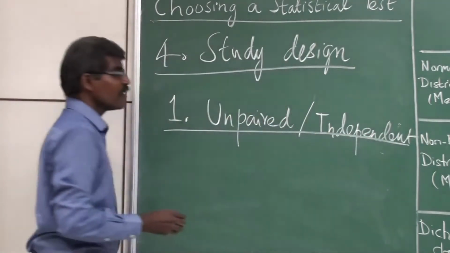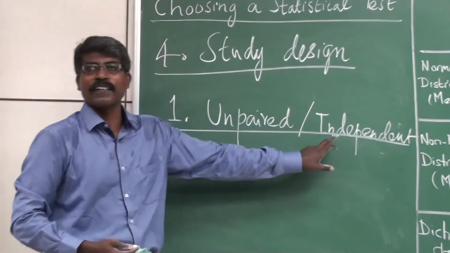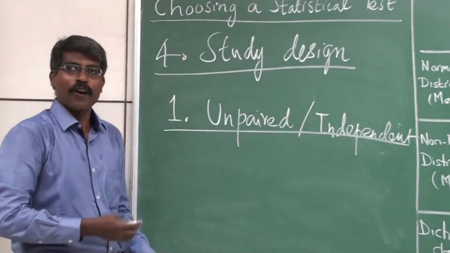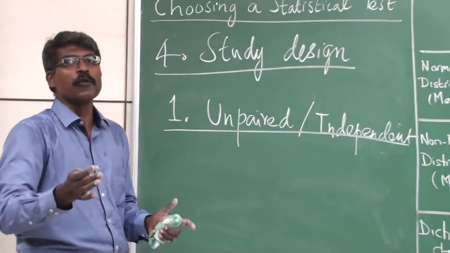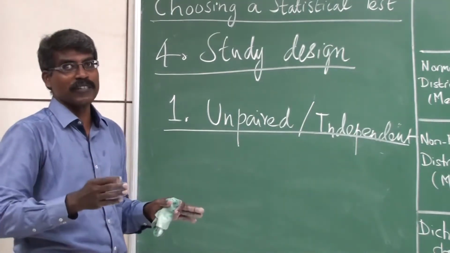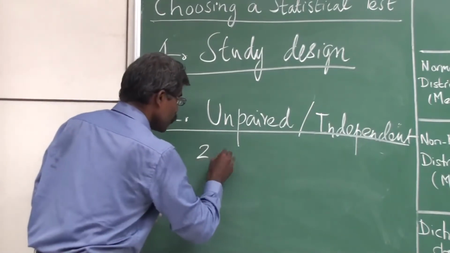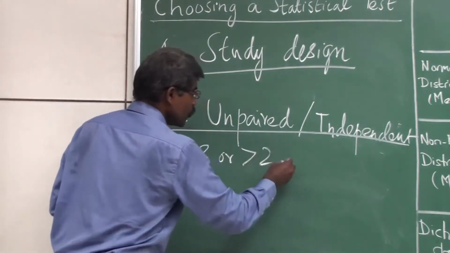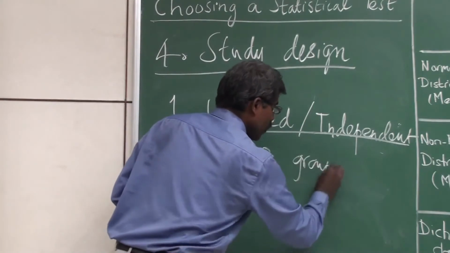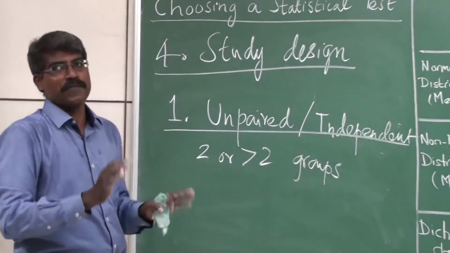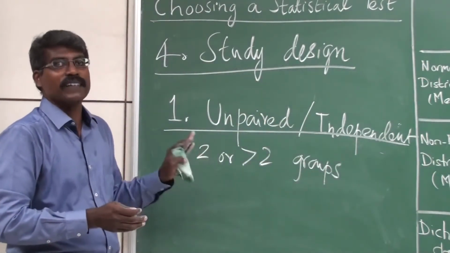What does this mean? Again, please remember this word: independent. It's very self-explanatory. There are 2 or more than 2 groups which are not related to each other, which are independent. Right? So here we have 2 or more than 2 groups of totally different sets of subjects. So that's called an unpaired design.